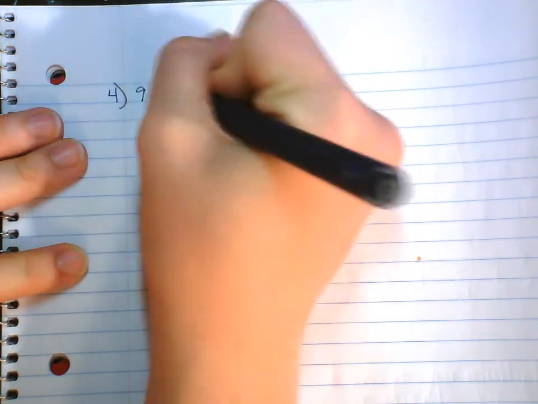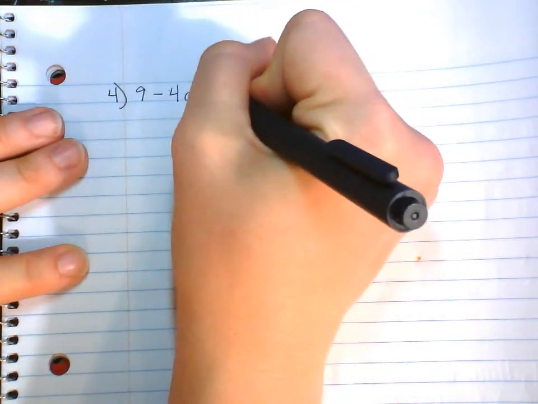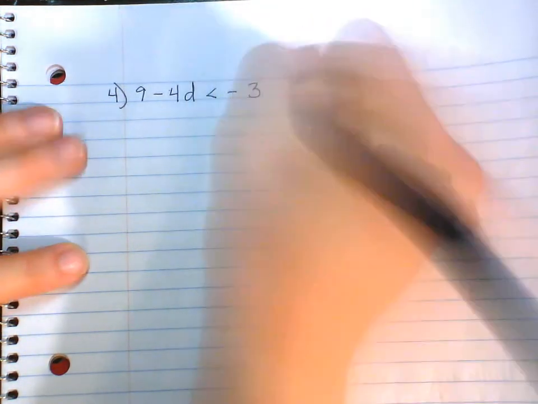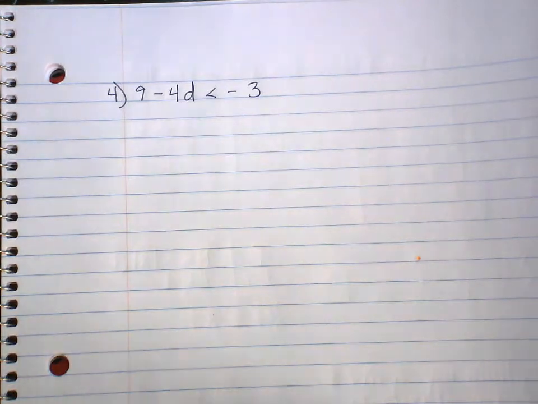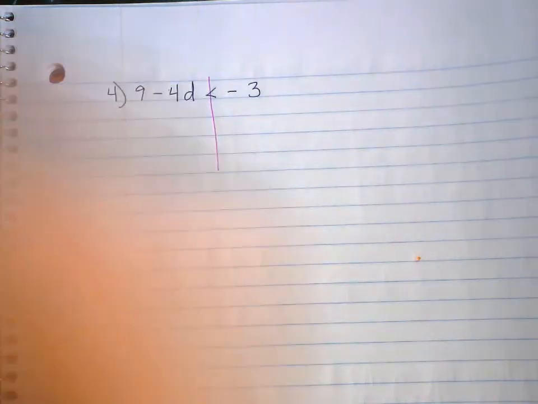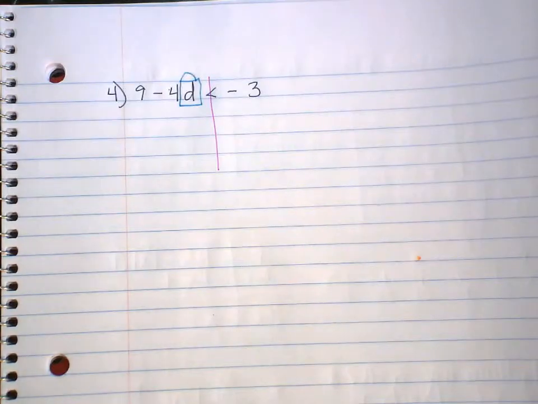Nine minus 4d is less than negative 3. Draw the line and box it up. So these are all the same methods, guys. It's just practice. All right, so what is next?